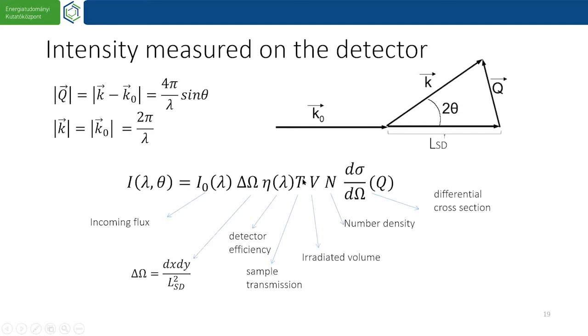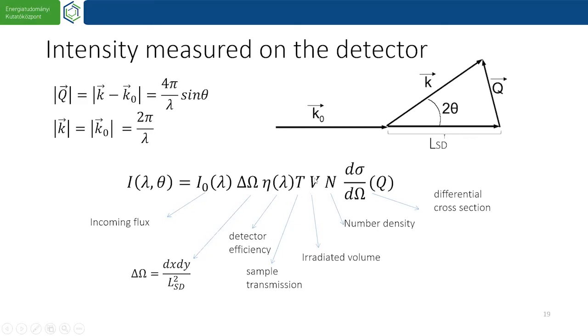Now this is the sample transmission. Just imagine, if we have a very thick sample, then it will absorb all the scattering and nothing will go through. If we have a very thin one, then almost everything goes through, but there will not be much scattering. So for a proper calibration, we need to take into account the transmission of the sample, and in the end divide the scattering data by the sample transmission.